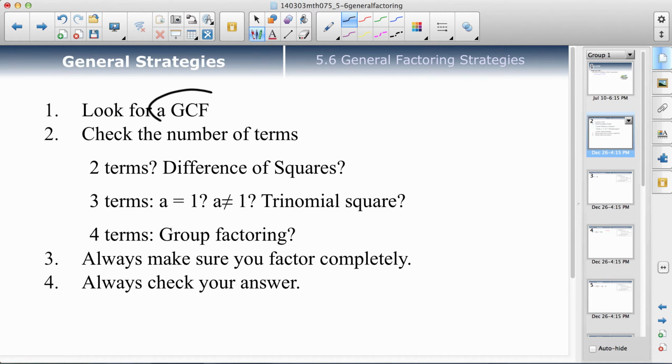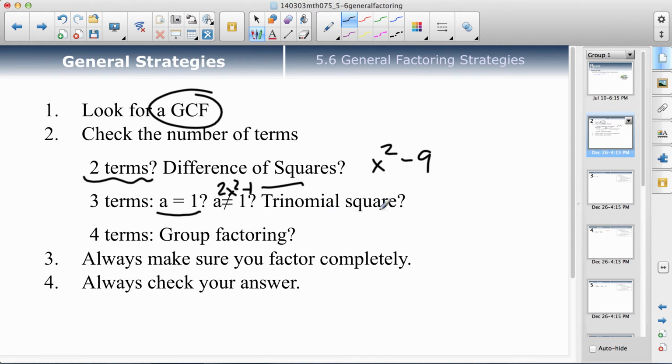First and foremost, always look for a greatest common factor you can take out. Then check how many terms you have. If there's only two terms, then maybe it's a difference of squares, something like x squared minus 9. If there's three terms, and the number in front of the x squared is a 1, then we multiply to the last number, add to the middle number, and we can factor it from there. If we have a number other than 1 out front, like 2x squared plus something else, then we either have to use the guess and check method or the AC method.